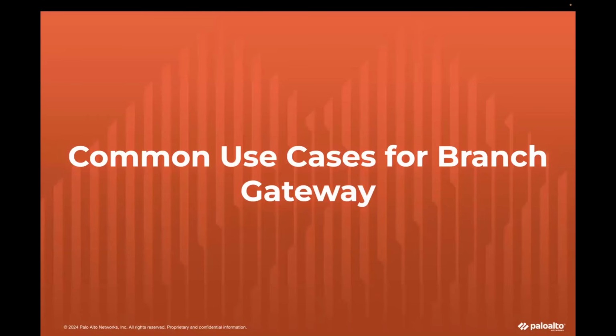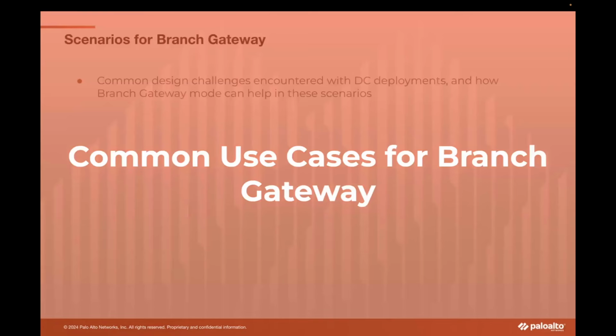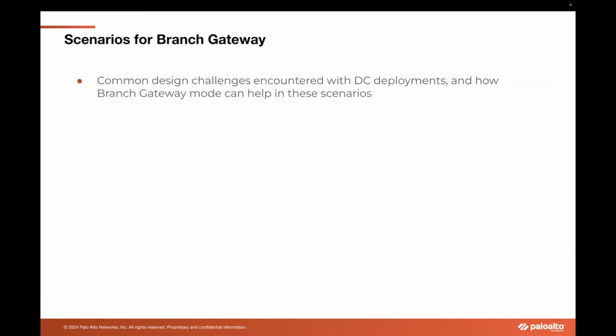Yes, sir. Okay, so Bill introduced the branch gateway. Let's first talk about some of the common use cases where the branch gateway can help with your deployment scenarios. The way this next section is structured is we will show you how DC deployment is done today, and some scenarios where the DC mode may not solve all the requirements for the customer, and how, if we instead deploy a branch gateway, it can help in these scenarios.